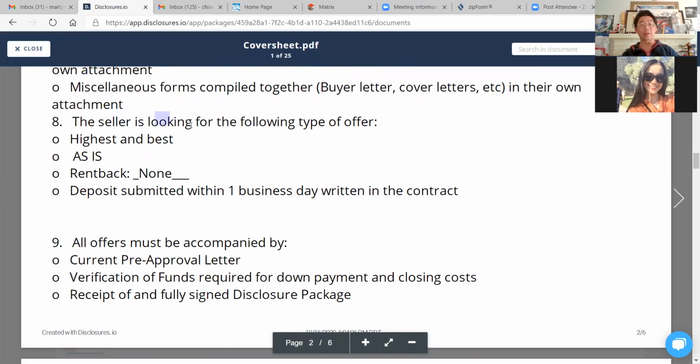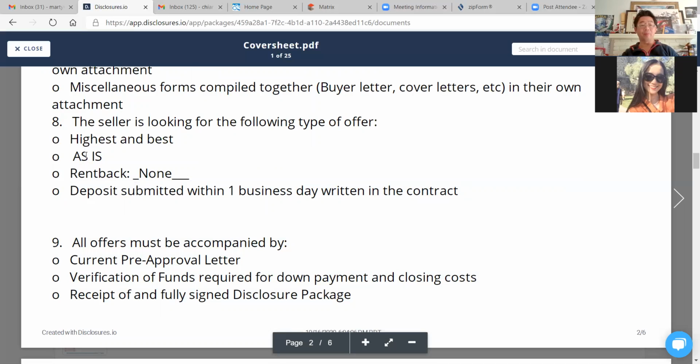Now, the seller is looking for a type of offer, highest and best. They have a 675, assuming we have 650. They say as is, which means whatever is not good, probably will be on our own, but we still want to ask them to see how much they can help us repair. If they don't do repairs because it's as is, then it would be very hard for us.